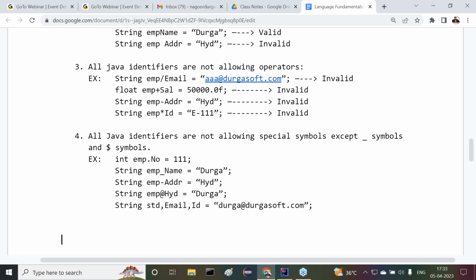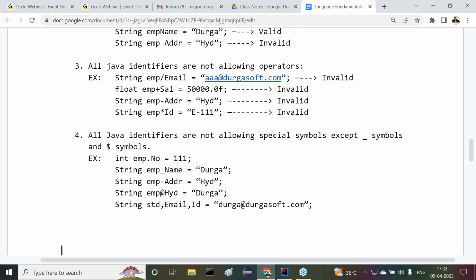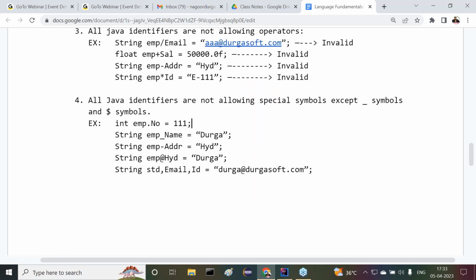Now these are the examples I'm giving. Now tell me what are valid cases and what are invalid cases. Tell me guys, what about the first one, emp.no that I have written? Now tell me, what is this actually? Dot is a special symbol. Am I right or not? So valid or invalid? Invalid.